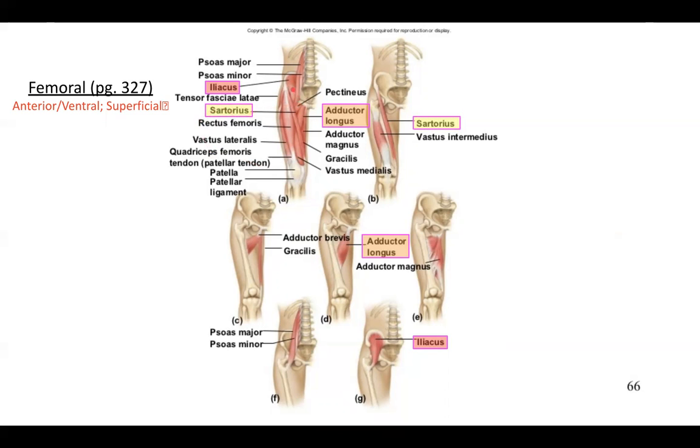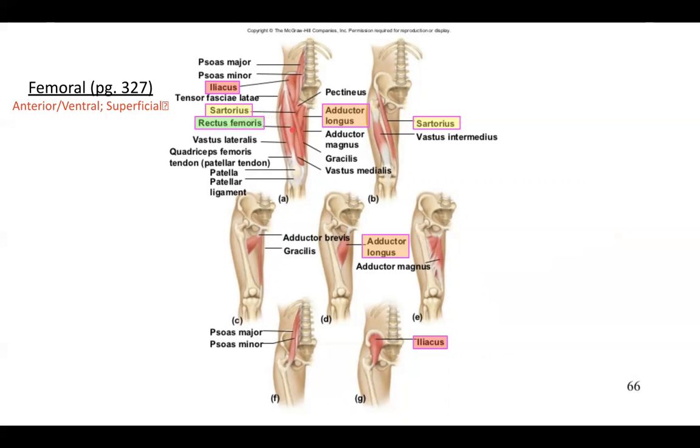Next, we got the sartorius. So it's kind of like this strap-like muscle that comes all the way across from your upper portion of the coxa down into actually your tibia all the way down here. And whenever this contracts, it will help to abduct, so moving your leg outwards, and also laterally rotate at your hip.